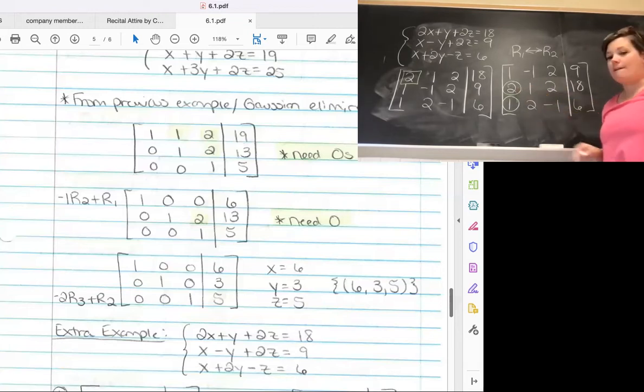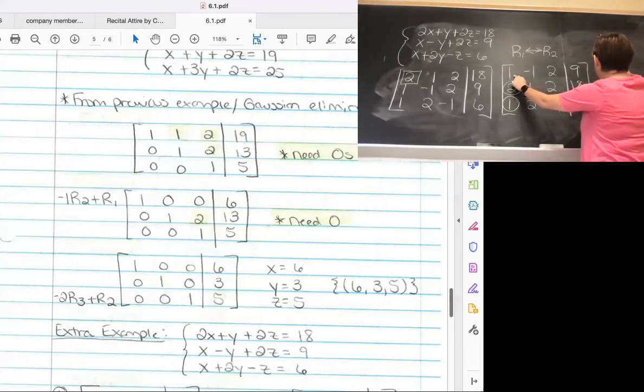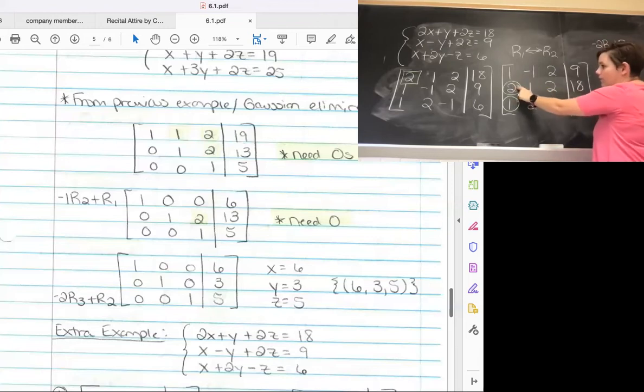So let's just look at that first 0. There's a 2 in there right now. I need it to go to 0. So what do I add to 2 to go to 0? Well, I add negative 2. So I'm going to take row 1 times negative 2 and add that to row 2. That'll get me a 0 right here.